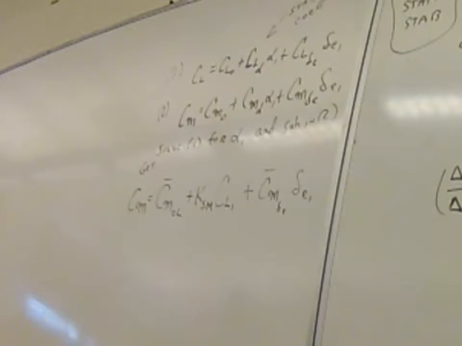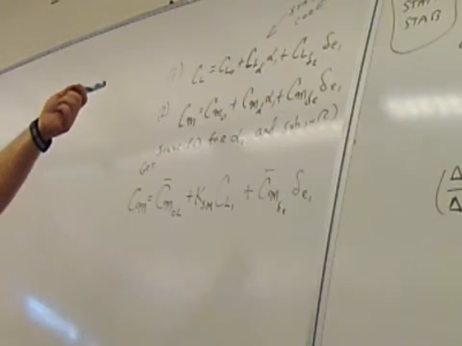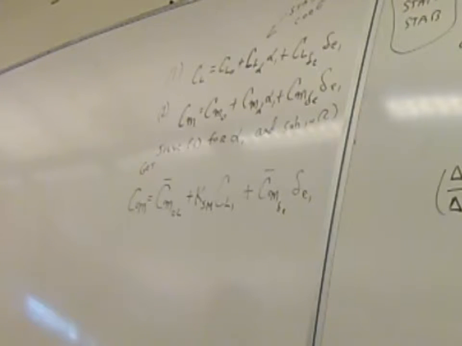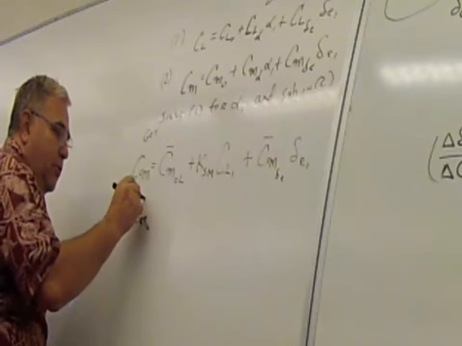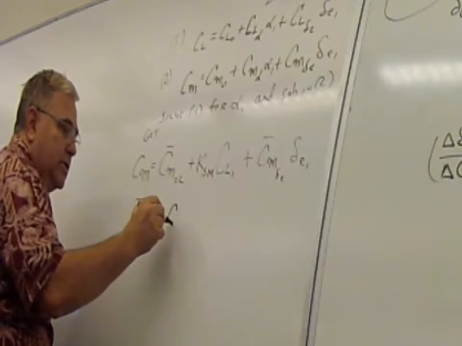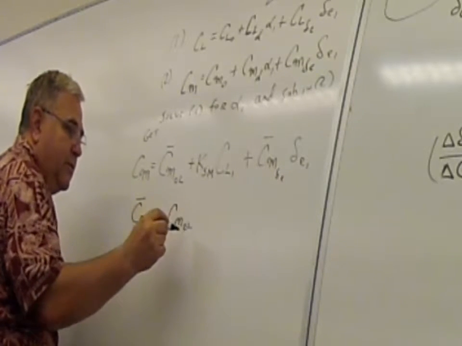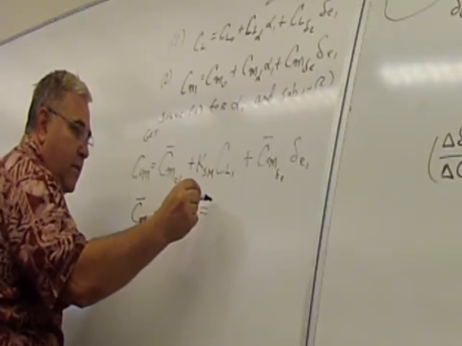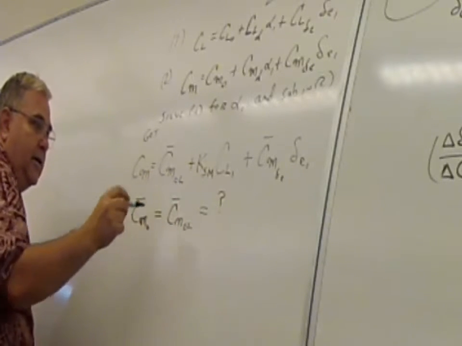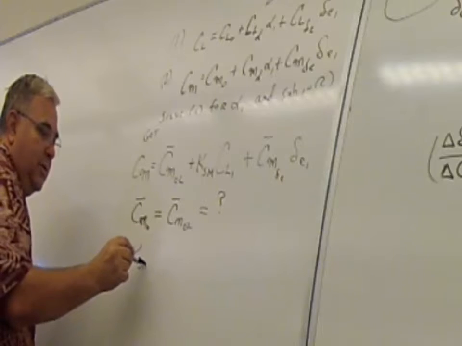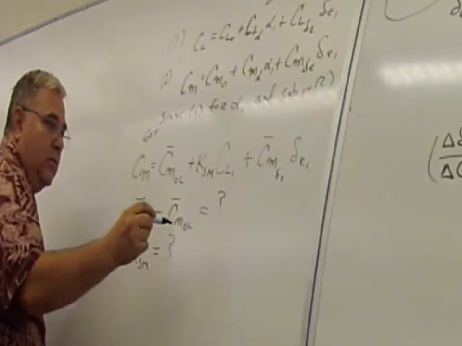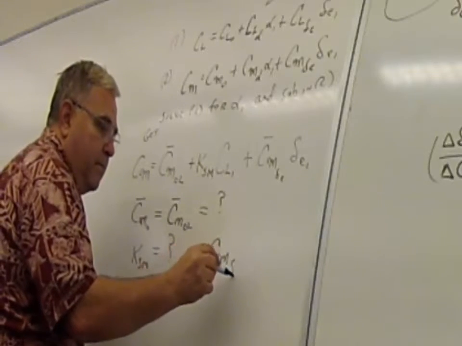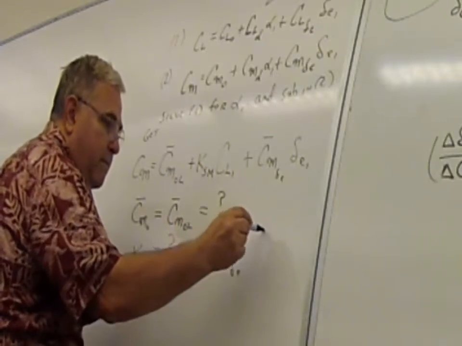Why am I asking you to do it? Because every year I do it, it takes 15 minutes, and you forget it anyway. So what I'm asking you, what is CM0 bar, or CM0 lift? What is that? And what does Ksm come out to be equal to? And what is Cm delta E bar?